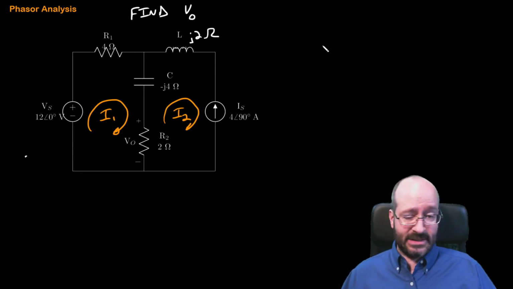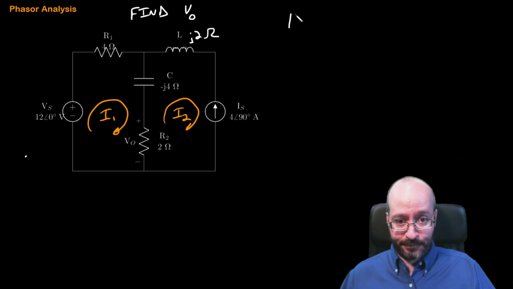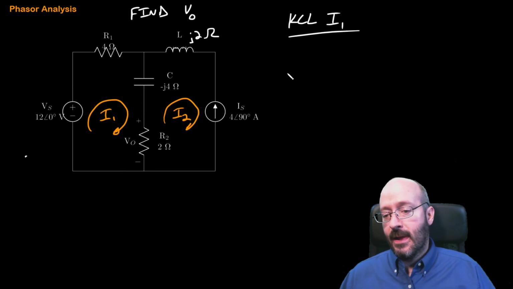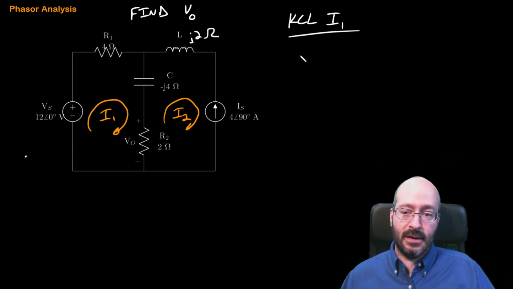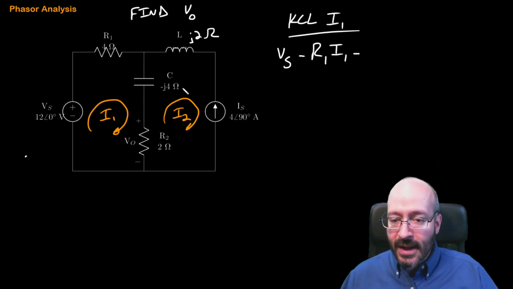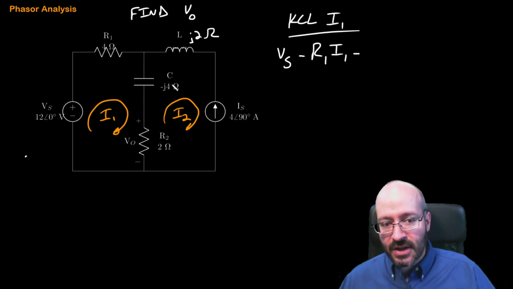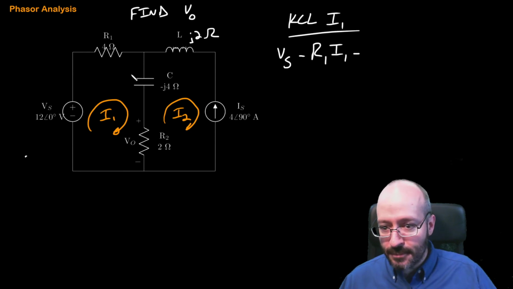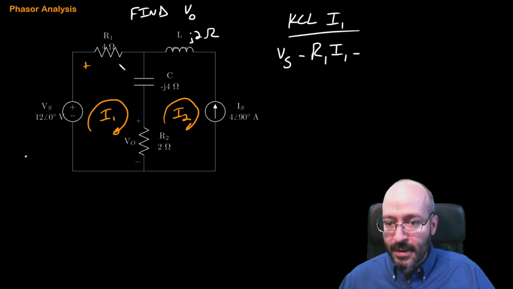So let's start here writing the KVL for I1. Okay, and let's see, we go up VS, we go down R1, I1, we go down, and we got to be careful with this. Look at that, negative J4. We're going down because of the passive sign convention.